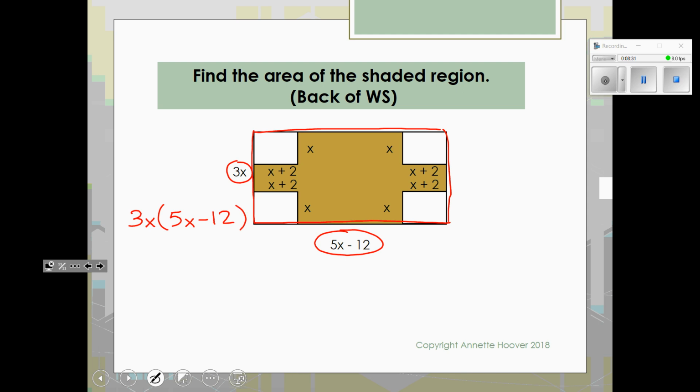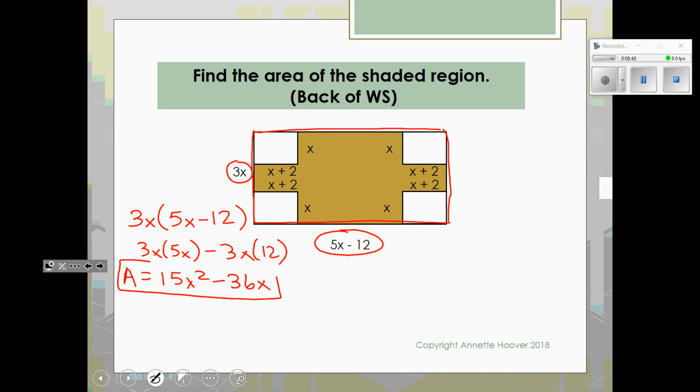property. So first I have 3x times 5x, which is 15x squared. Then I have 3x times negative 12, which is a negative 36x. So this is the area of the large rectangle. Now we need to subtract the areas that are not shaded. We have 4 boxes that are all the same size. One of those boxes right here, we'll just look at one of them. To figure out the area, we just have to go x times x plus 2.